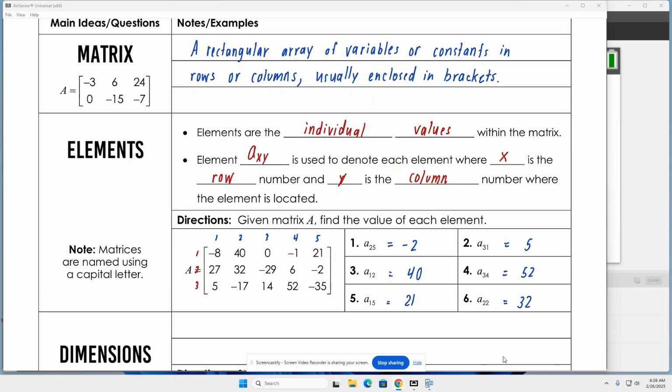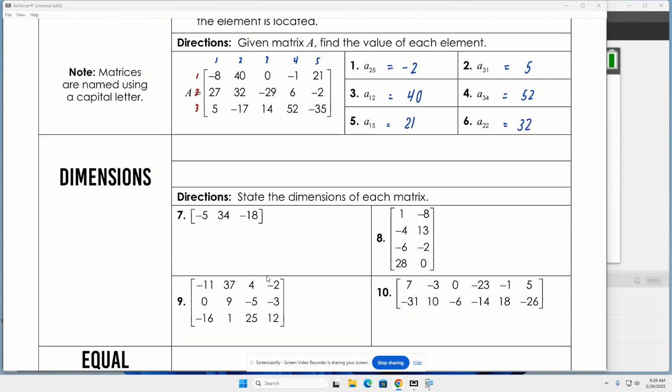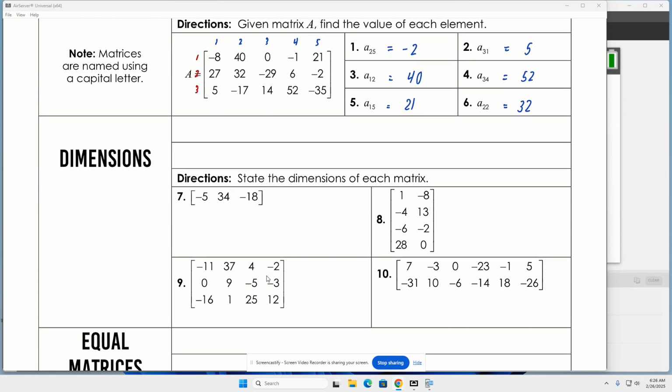So if I'm trying to specify the location of any of these values in our matrix, we're going to start with the row, and then we're going to go next to the column. So very simple way of denoting where each element is located in a matrix, okay? All right, so let's talk about this next part, which is how do we identify the dimensions of a matrix?